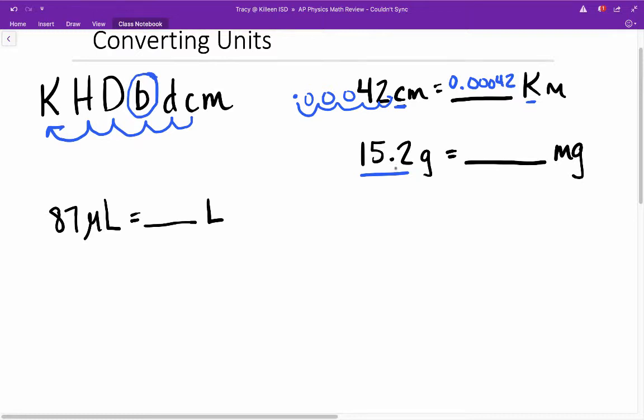But in case you don't know that, grams is a base unit. There's no prefix on it, so that's here. And so if I start at my base unit and then I want to get to milli, so base unit for grams, and then 1, 2, 3 to the right. Here's my decimal, 1, 2, 3 to the right. Fill in with zeros, 15,200.